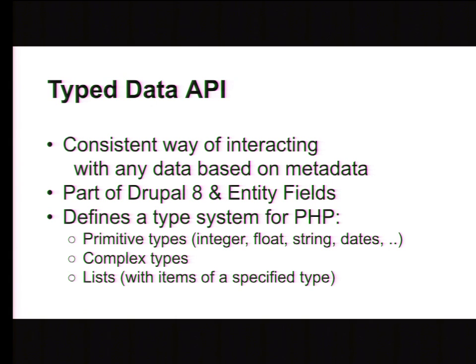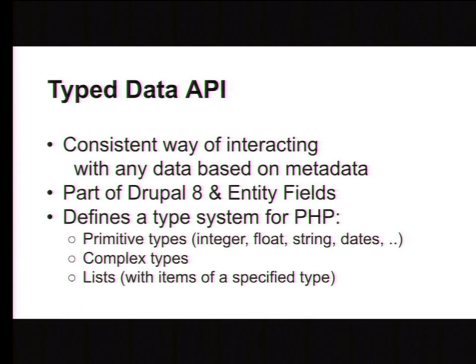To give you a short overview and get an idea, the type data API is a consistent way of interacting with any data based on your metadata. It allows you to deal with entities and data in a generic fashion. Basically it works up a type system that's defined in PHP.